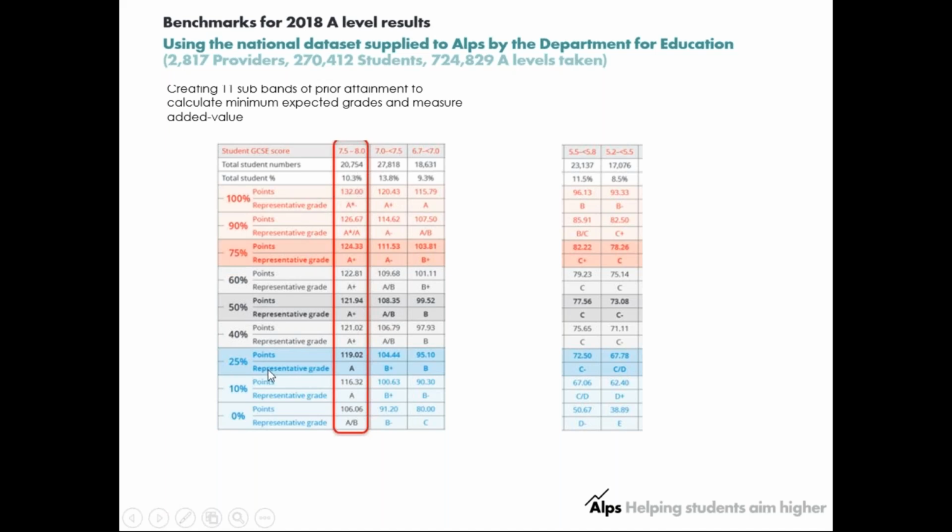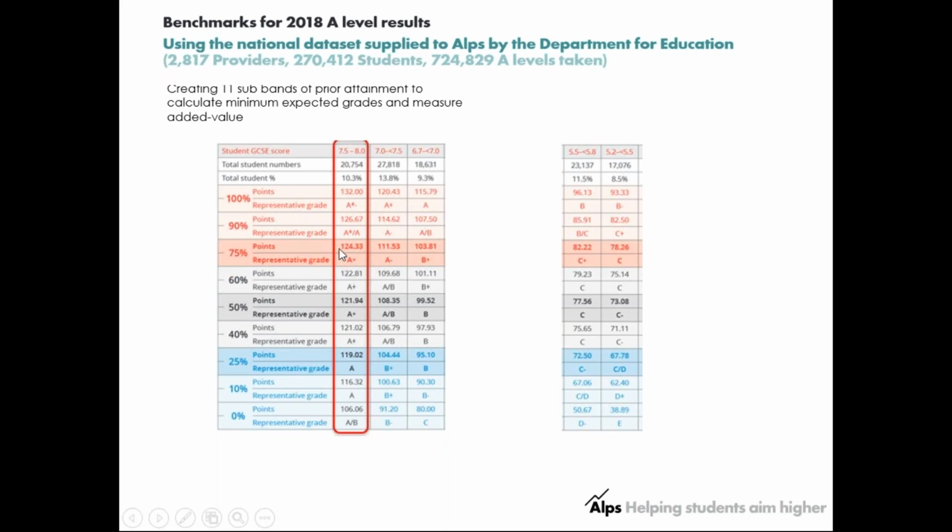And you can see here at the 100th percentile and at the 0 percentile, the representative grade that we would expect a student to get if they were at the 100th percentile. Now, we as Alps are going to set our minimum expected grades at the 75th percentile. So for the best attaining or prior attaining students here, these are your AA star 8, 9 students here. What really we're going to expect is that those students get an A star, and that's the representative grade that we would set them as a minimum expected grade.